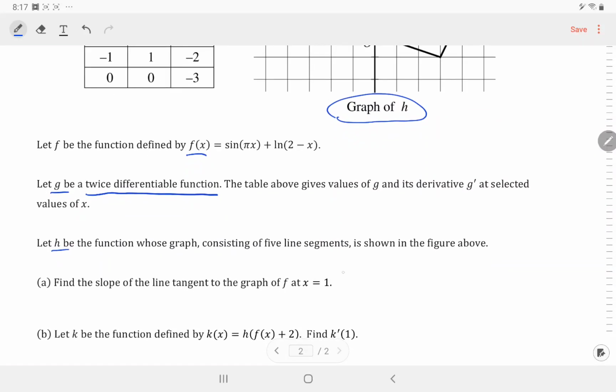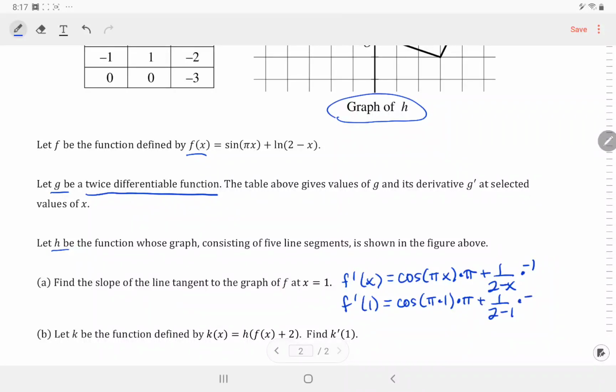Find the slope of the line tangent to the graph at F. Okay, so I need F prime of x, and then I need F prime of 1. So F prime of x, and you could use a calculator for this. Cosine of this times the derivative of the inside, plus 1 over 2 minus x times negative 1. Or you could use nDeriv, so I'll show you that after. So this would be pi times 1 times pi plus 1 over 2 minus 1 times negative 1. And remember, this is the answer you want to give them. There's no reason to simplify. If an Algebra 2 student could type it in, then it's sufficient.